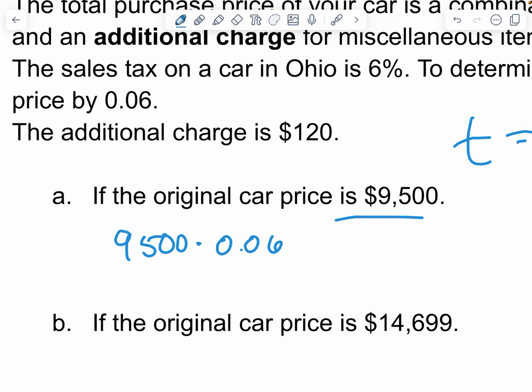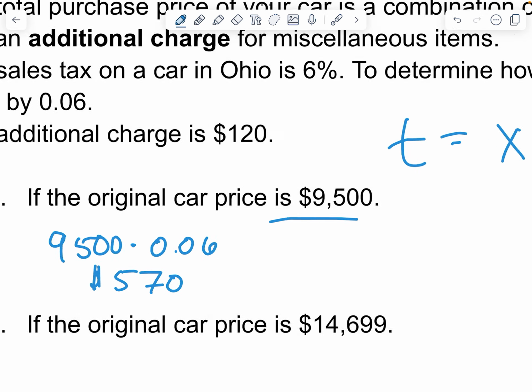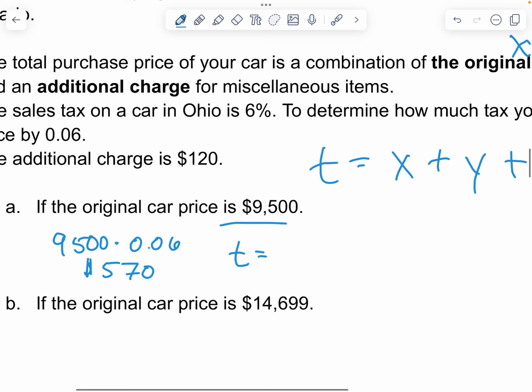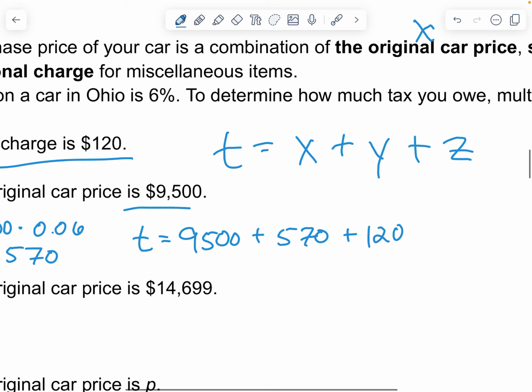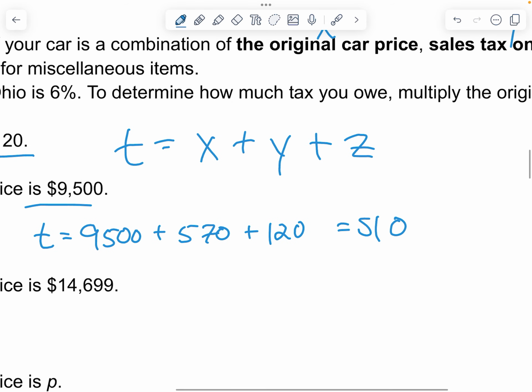I don't know what that is off the top of my head, so I'm just going to use my calculator here. 0.06 times 9,500. We could try to estimate that, but there's no need to if we're trying to get an exact price. And that's going to be $570. So to figure out the total cost, we know the original price is $9,500 plus $570 in taxes plus an additional charge, which it states up here is $120. That's probably tax and title. And so the total cost of that car, $9,500 plus $570 plus $120, gives you $10,190.